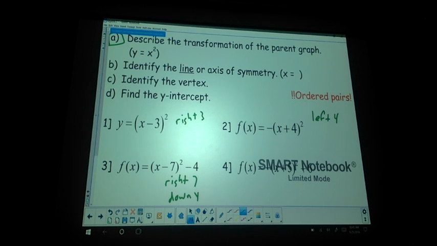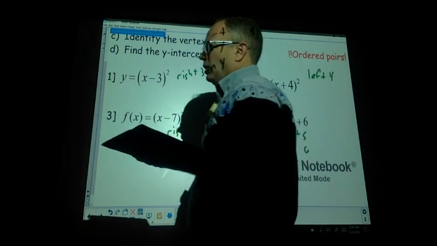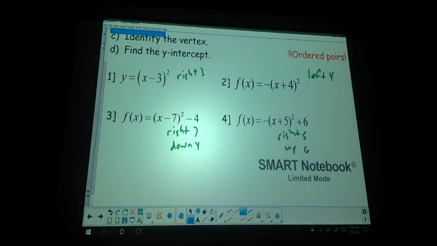And, uh-oh, I can't see with this one. What does that one do? Right 5. And up 6. Is everybody all good? Okay with the shifting right and left? Wait, wouldn't that be left 5? Because it's addition. Left 5, thank you. So left 5, up 6. There we go.